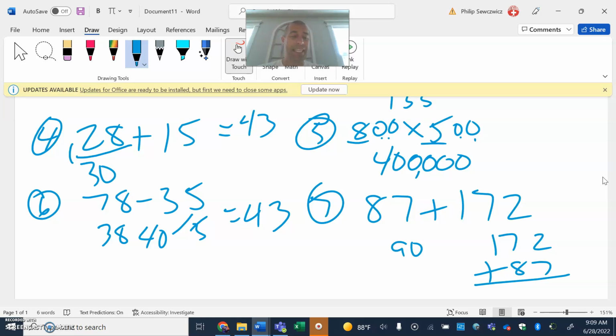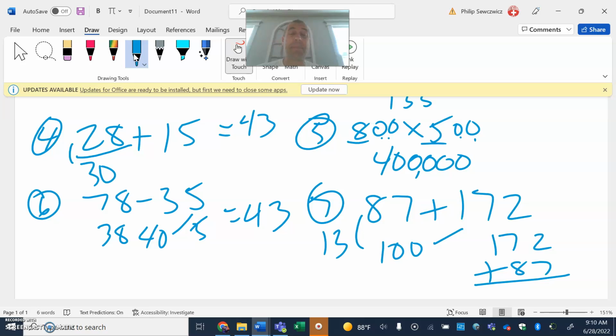If I make this a 90, and I've got 172, so let's use 170 and 90. Well, that's going to give me 260. Now, what you might decide to do is, you know what, let's not change it to 90. Let's actually bump it all the way up to 100. Now, why would I do such a thing? Well, it's easy to add that on. So 100 plus 172, that's 272. But since I bumped it up 13 spots, I have to take away 13 spots. I'm at 272. I've got to take away 13.